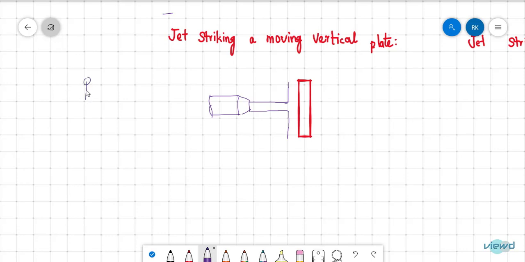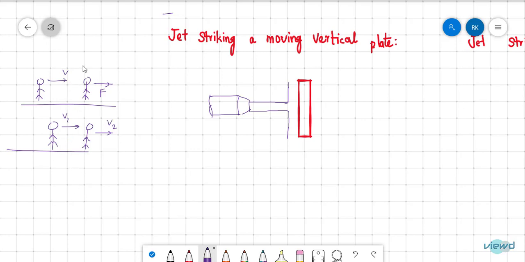If a person is standing here and you go with a velocity and hit him, there is a force that will be created. So if this person is running in this direction and you are running in the same direction, you are running with v1 and he is running with velocity v2.